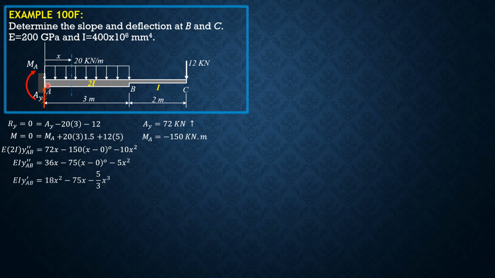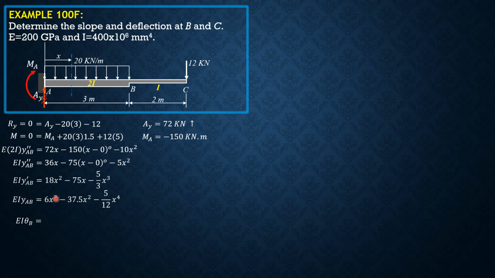There is also no c sub 2 because when x is 0, the deflection is 0. Both the slope and the deflection are 0 at A. So integrating again, EI y AB equals 6x cubed minus 37.5x squared minus 5 over 12 x to the fourth. And as I said, there is no c sub 2 because when x is 0, deflection y AB is 0.